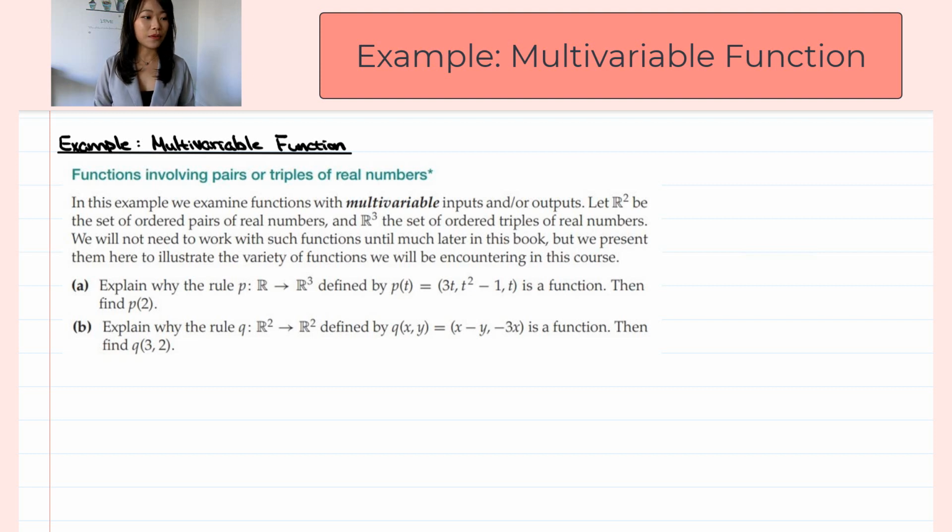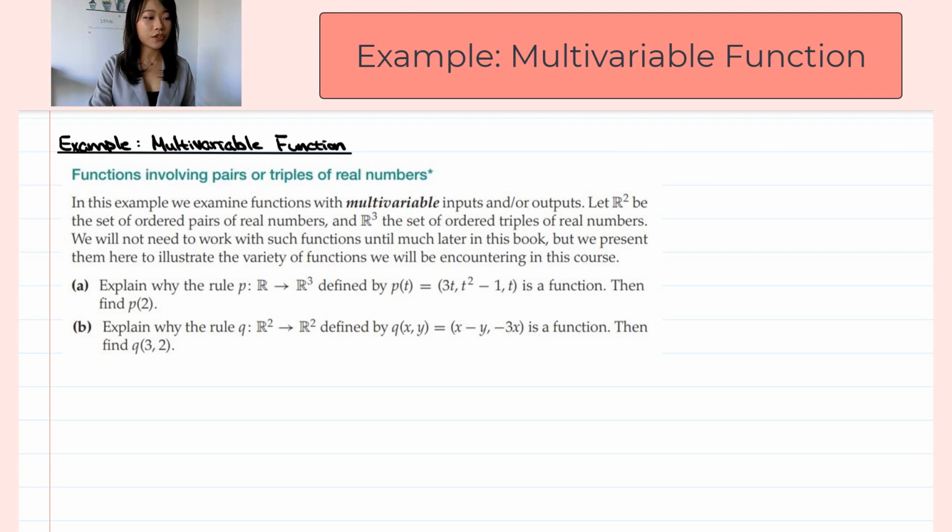Let's look at this example. Part A, explain why the rule P that maps from R to R cubed, defined by P of t equals 3t, t squared minus 1, and t, is a function. Then find P of 2.